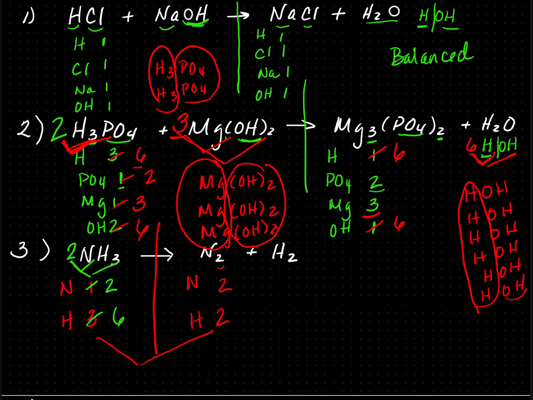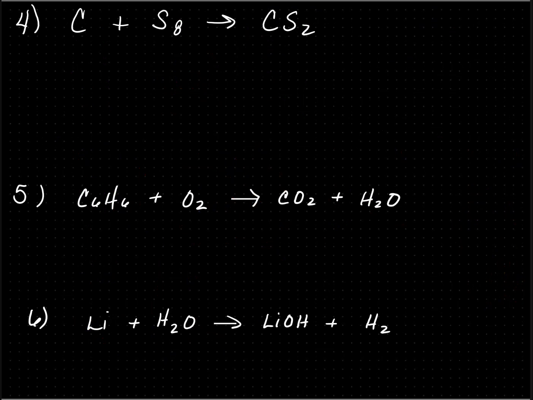My hydrogen, I need a 3 here. 3 times 2 is 6. So my coefficients are 2, 1, 3. Remember, if the coefficient is 1, just like in math, we do not write 1x. We just write x. So here it is not 1 N2, but just N2. Pause the video, try these on your own, and then check your answer.